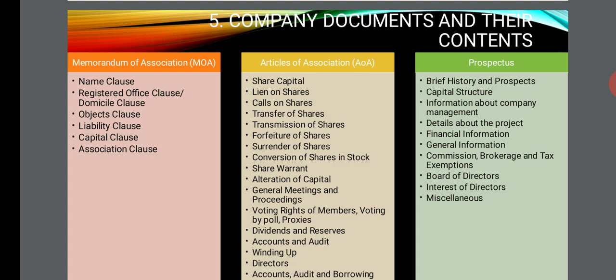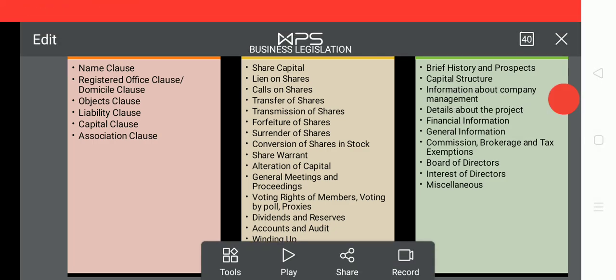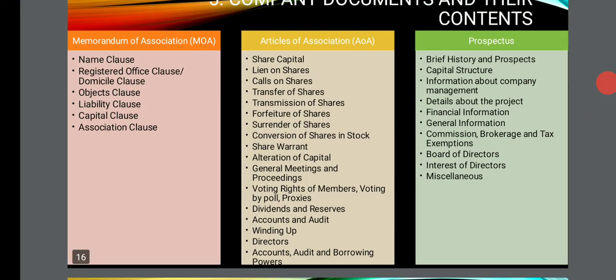Now, the articles of association contain share capital details, lien on shares, call on shares, transfer of shares, transmission of shares, forfeiture of shares, surrender of shares, conversion of shares into stock, share warrant, alteration of capital, general meeting and proceedings, voting rights of members, voting by polls and proxies, dividends and reserves, accounts and audit, winding up, directors, and borrowing powers. So these are the things contained in the articles of association. Borrowing power means who has the power to borrow on behalf of the company.